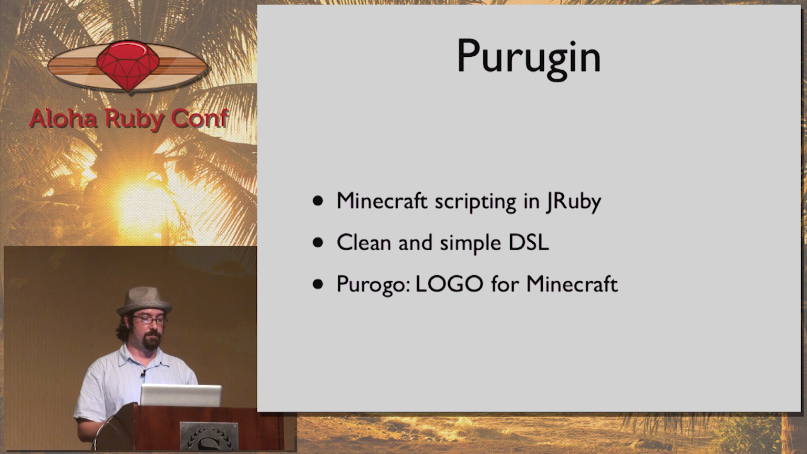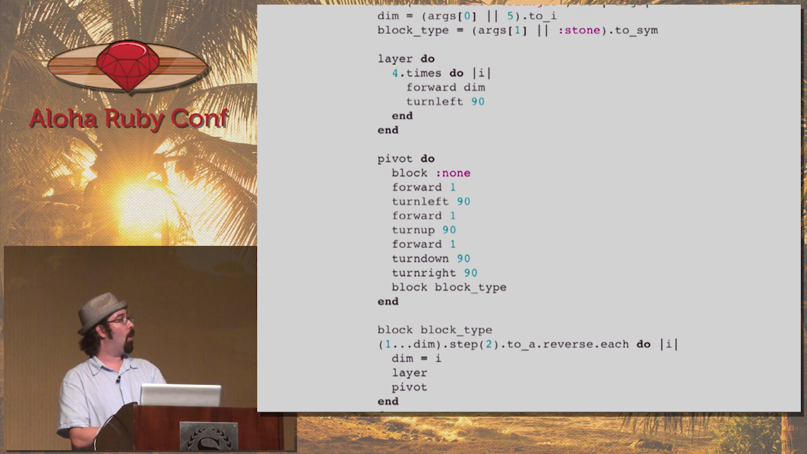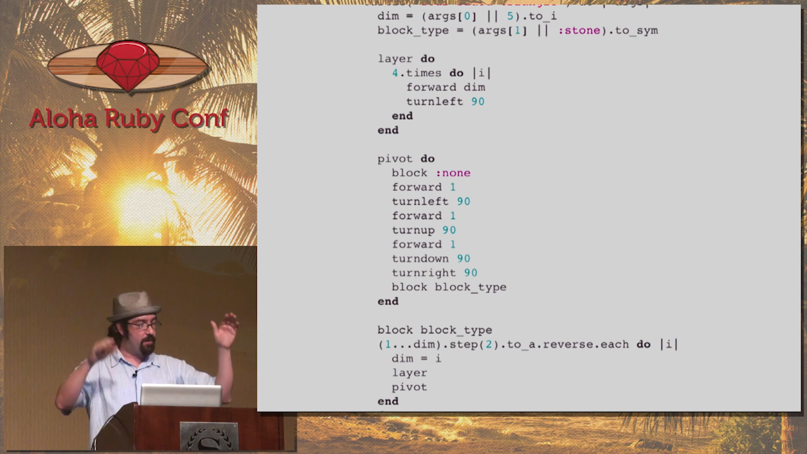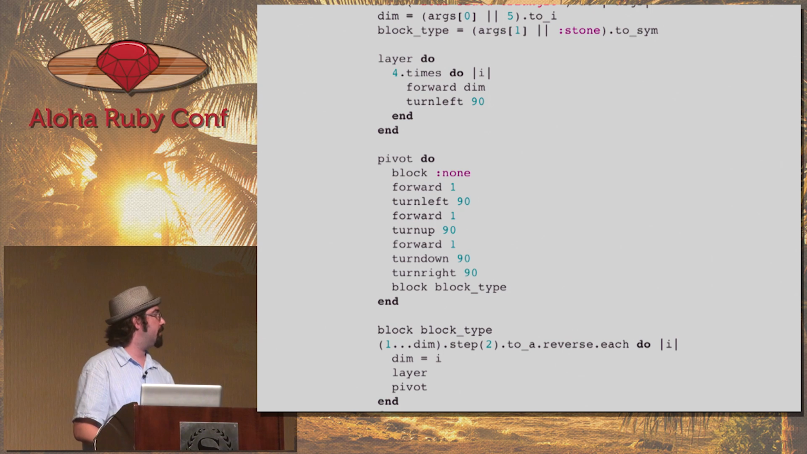And since then, he actually worked on an implementation of Logo that runs on top of Prugin in the Minecraft runtime. And this is an example of a little Prugin Logo script that will draw a pyramid of a particular length on a side. And of course, since this is Minecraft, we have 3 dimensions, so there's a turn up and a turn down, as well as the typical turn left and right. Let's see what this looks like.